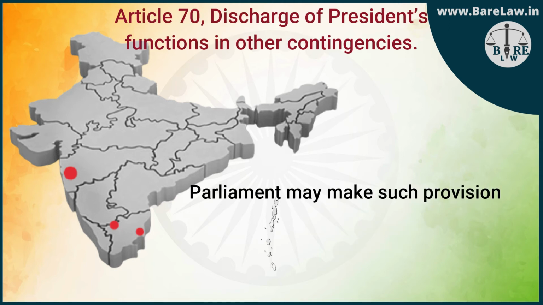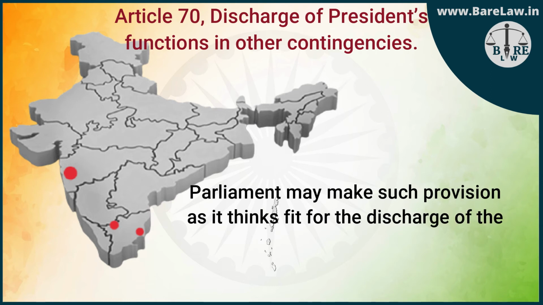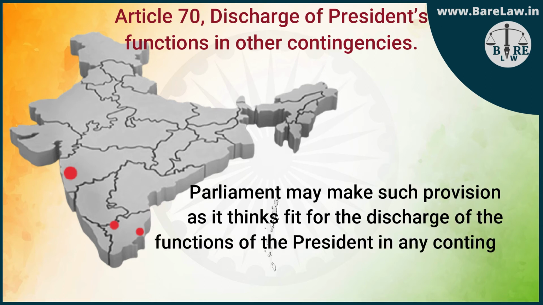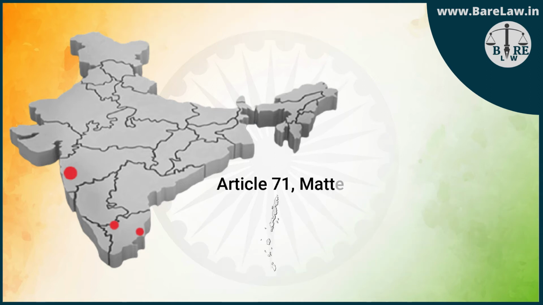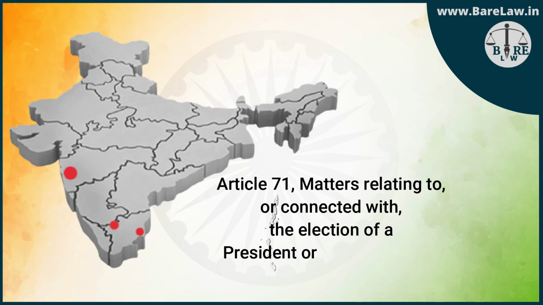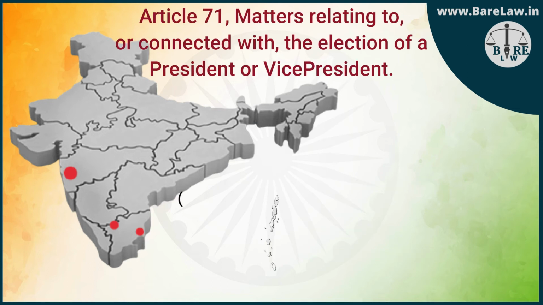Parliament may make such provision as it thinks fit for the discharge of the functions of the President in any contingency not provided for in this chapter. Article 71, Matters relating to, or connected with, the election of a President or Vice President.